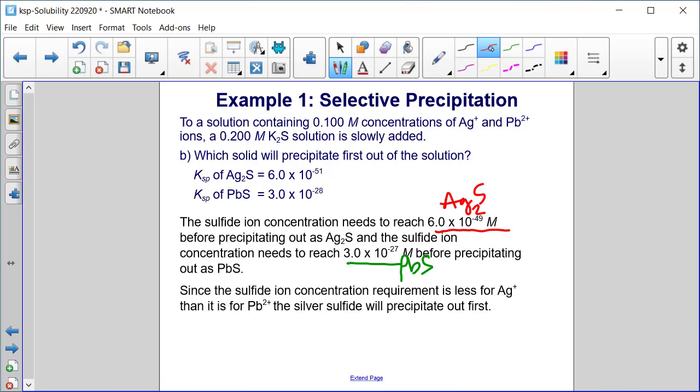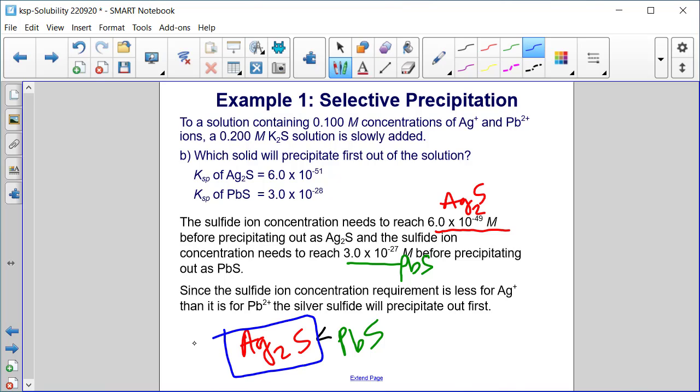So we can see here that the silver sulfide needs a much lower sulfide concentration than the lead sulfide. And so what that means is that we'll reach that concentration first in our addition of potassium sulfide. And the silver sulfide will precipitate out first. And if you look at how much bigger the difference in concentration is here, what we're trying to get to happen is for all of the silver sulfide to precipitate first, leaving behind only lead sulfide in the solution.